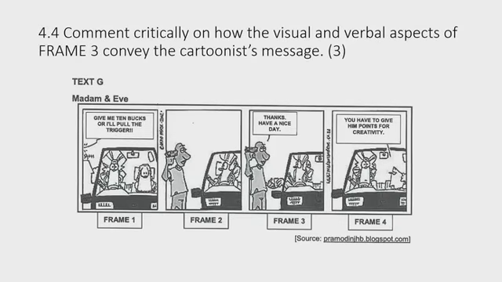So we're just going to look at our last question. And once again, this is a 3-mark question. And it says the big instruction that we've already looked at twice today, comment critically on how the visual and the verbal aspects of frame 3 convey the cartoonist's message. Okay, so we've got 2 things going on here. We've got the idea that we need to comment critically, which Heather has already spoken about, and we have the visual and the verbal aspects. And we're also talking about frame 3, which means you can't give me an answer about frame 4 or frame 1, because then you aren't reading your question properly.